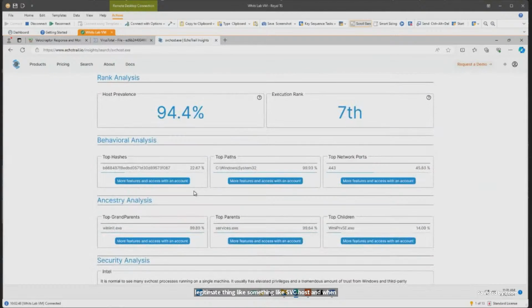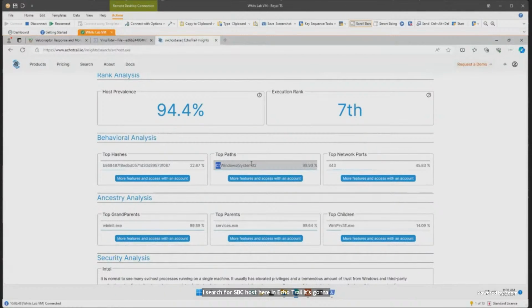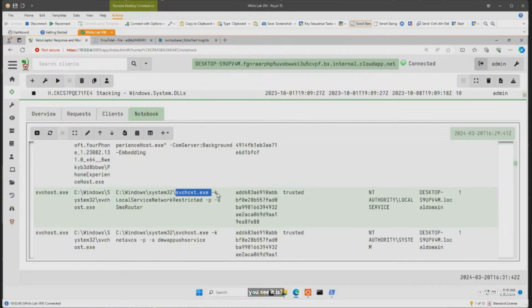When I search for svchost here in EchoTrail, it shows me the top path that svchost is observed in. As you can see, 99.9% of the time, svchost lives in C:\Windows\System32. So that's a quick way to answer that question: okay, is this the normal location for svchost? As you see, it is. The other thing I'm looking for is how well I understand what the expected command line arguments are for svchost.